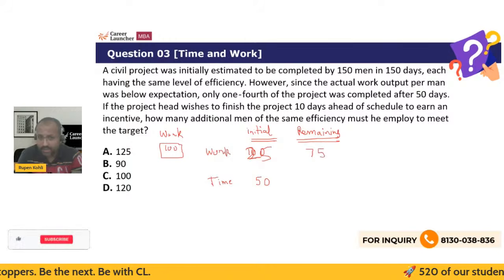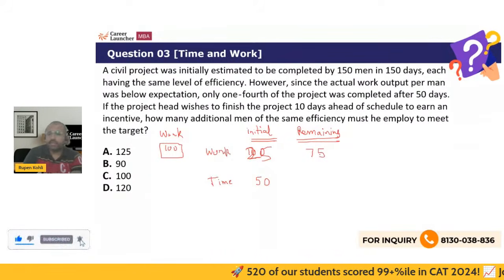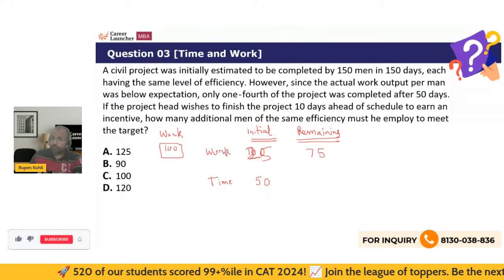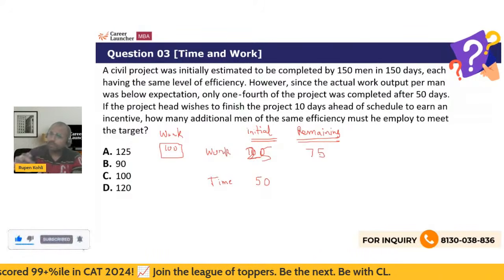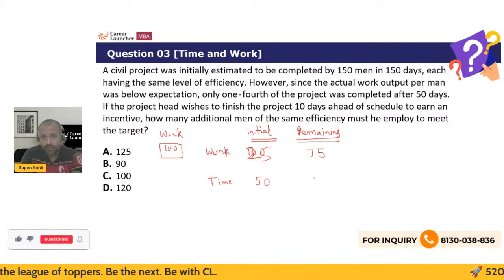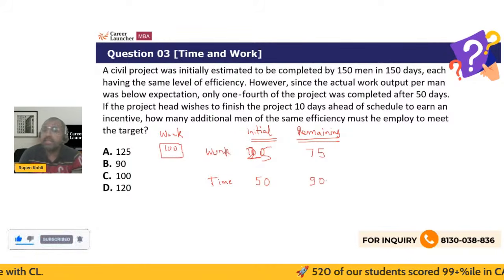Has to be done in how much time? 150 was the target. 50 days are gone. He wants to finish 10 days ahead of the schedule, means his target is 140 days. 50 days are gone. 140 minus 50, 90 days are remaining. So what is his target? 90 days is his target to finish the remaining 75 units.